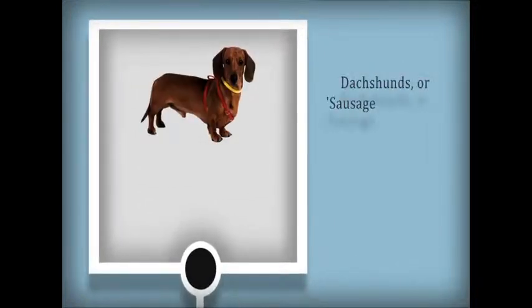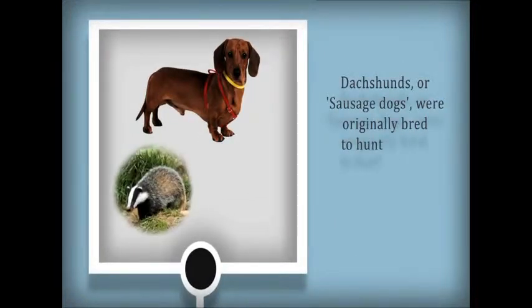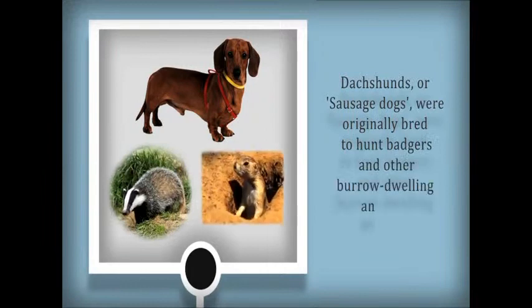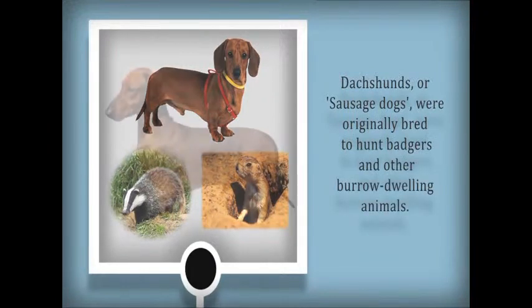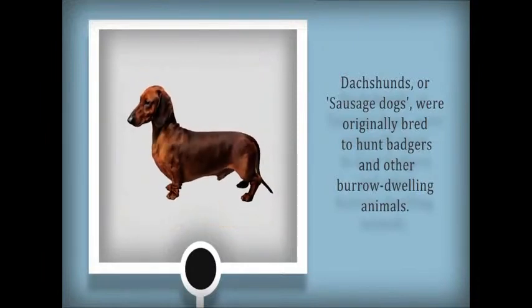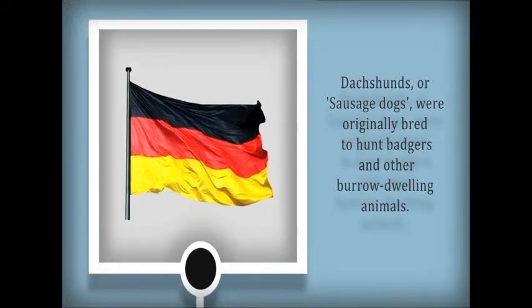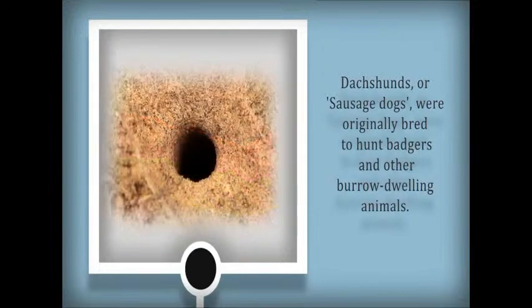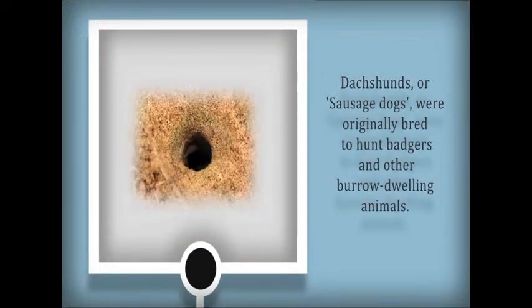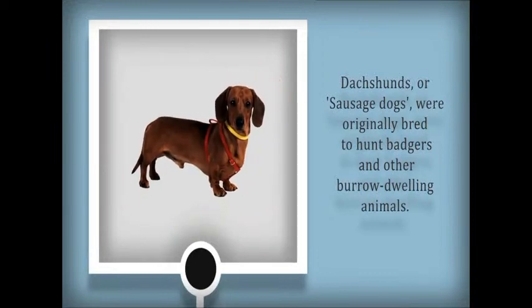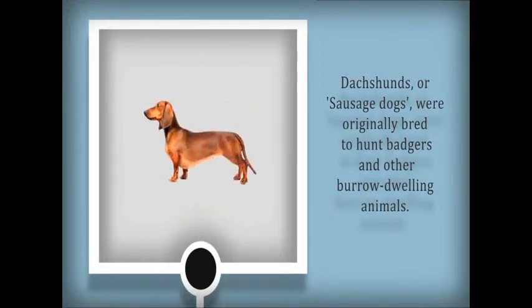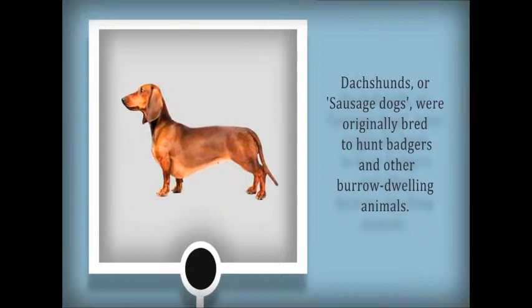Did you know that Dachshunds, or sausage dogs, were originally bred to hunt badgers and other burrow-dwelling animals? The name Dachshund is of German origin and literally translates to badger dog. This is because the long, narrow build of the breed was specifically developed to allow the dog to hunt animals that live in burrows, such as badgers.